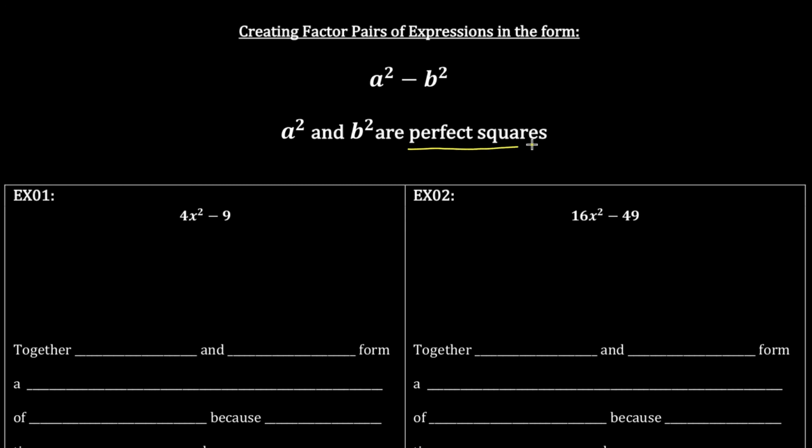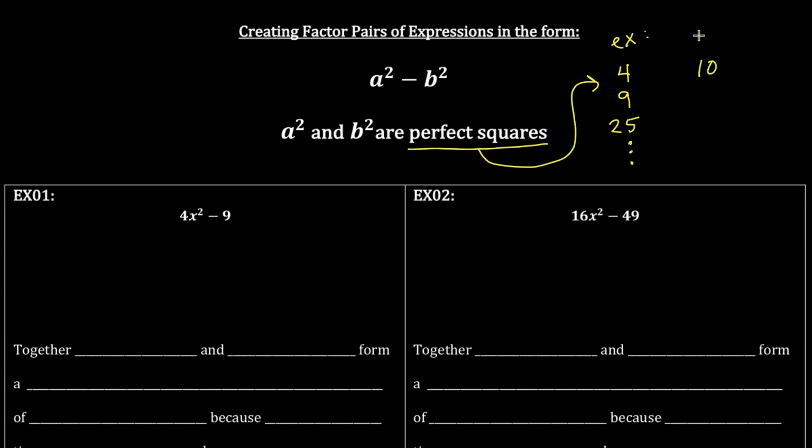So I think I'm still in yellow. Perfect squares, for example, are like 4 because 2 times 2 is 4, 9 because 3 times 3 is 9, 25 because 5 times 5 is 25, and it keeps going, right? An example of not a perfect square would be like 10.